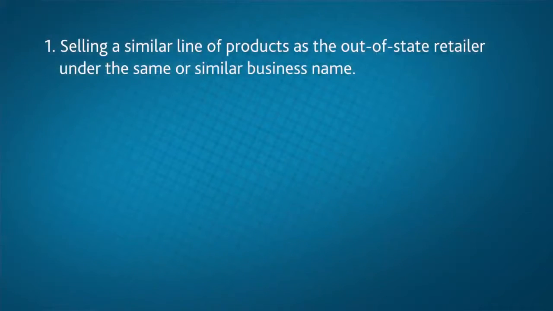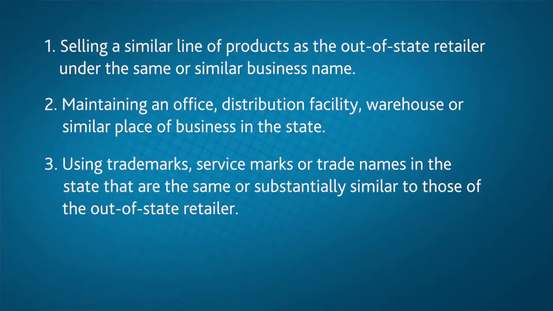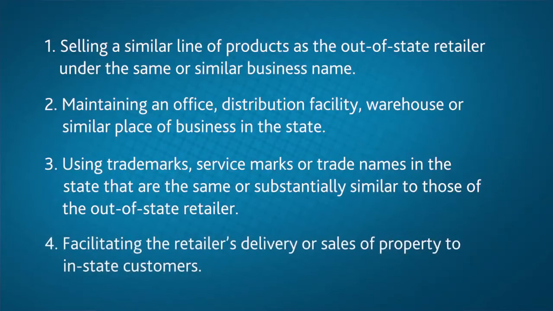Affiliate nexus provisions often have common elements. They create a rebuttable presumption that an out-of-state retailer has nexus if a related entity engages in activities in the state, such as selling a similar line of products as the out-of-state retailer under the same or similar business name, maintaining an office, distribution facility, warehouse, or similar place of business in the state, or using trademarks, service marks, or trade names in the state that are the same or substantially similar to those of the out-of-state retailer, and facilitating the retailer's delivery of sales of property to in-state customers.